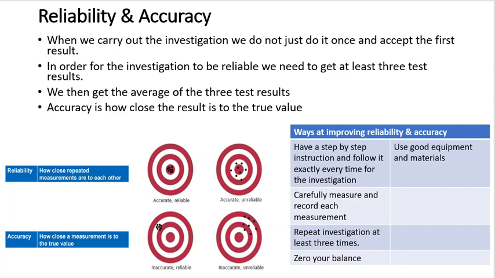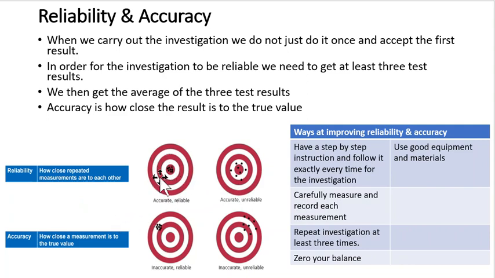So you can think about reliability and accuracy like this. Reliability is how close repeated measurements are to each other. And accuracy is how close a measurement is to the true value. So you can think about this if you just think about a bullseye, for example.